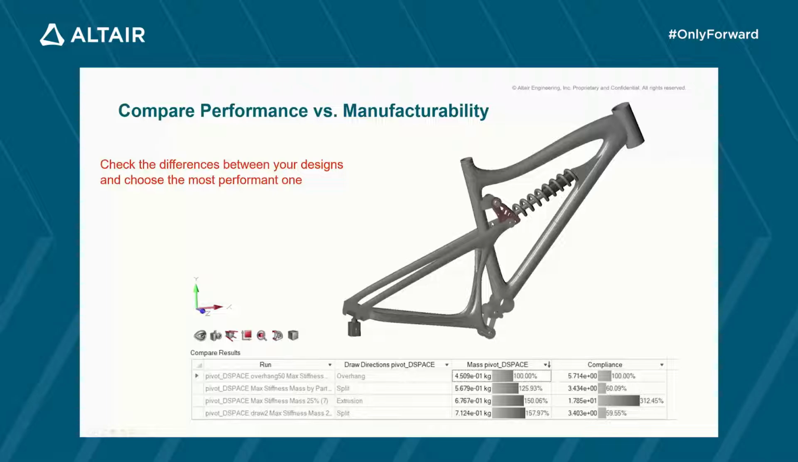And depending on each one of these different optimization volumes, you can see our mass for the pivot component is affected accordingly. At this time, we can also check the performance of each one of these with compliance. So you'll notice with our print direction design space set, our compliance falls right in between what a split and an extrusion manufacturing constraint would suggest our optimal design is.